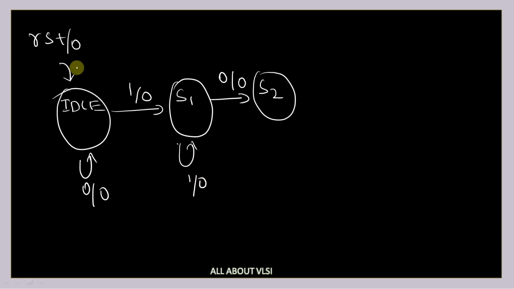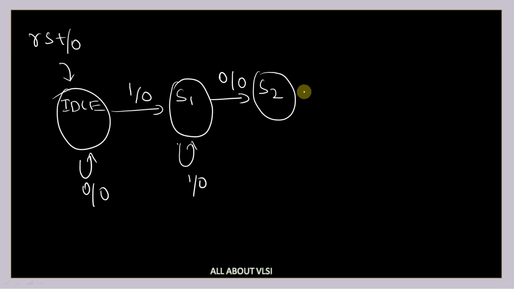Okay, I will draw it. I will write down here. If you are in S2 state, you have the sequence 1 followed by 0. Okay, and if you get one more 1, which state should you go to? You should go to S3 state, where your output is equal to 1.